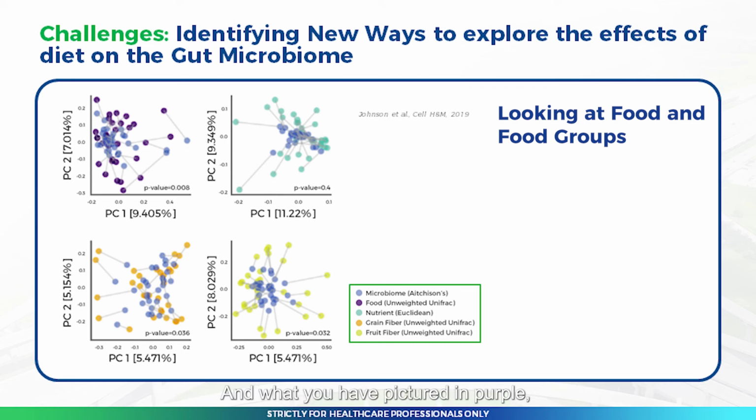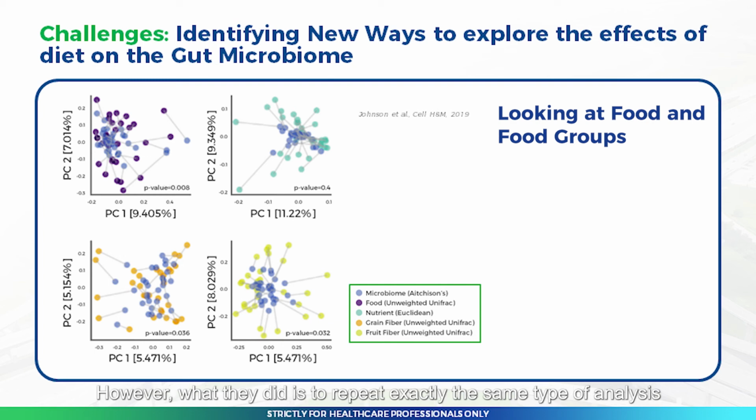And what you have pictured is that in purple you have the microbiome sample and its composition, and in blue it's linked to the nutrient intake. And what they show is that by trying to do that, they were not able to explain microbiome composition with what people were consuming in terms of nutrients.